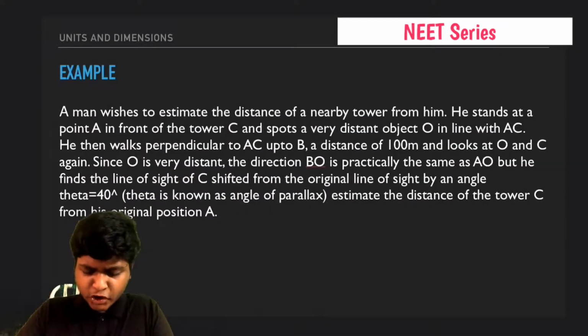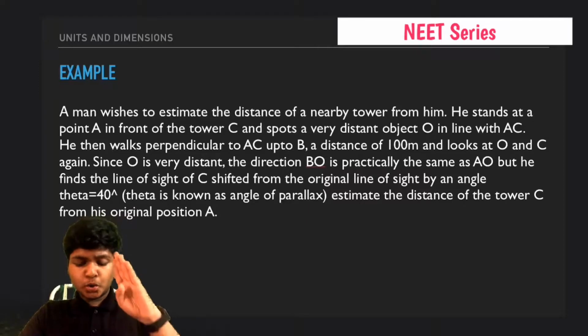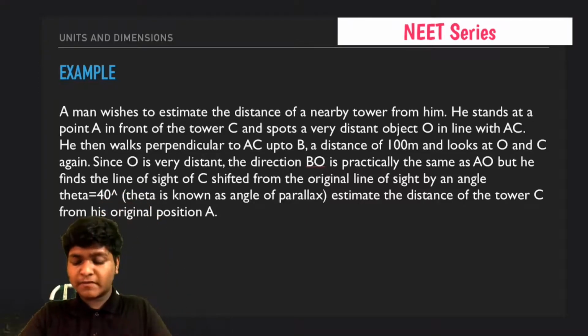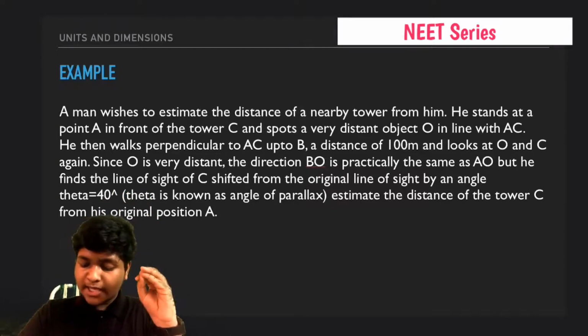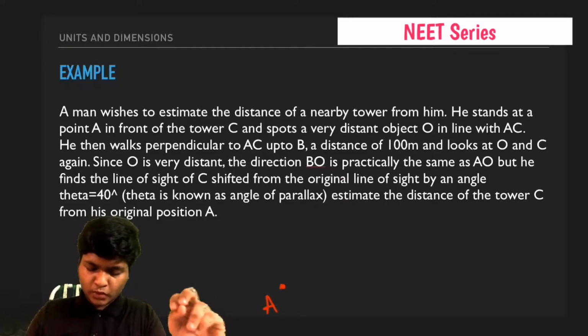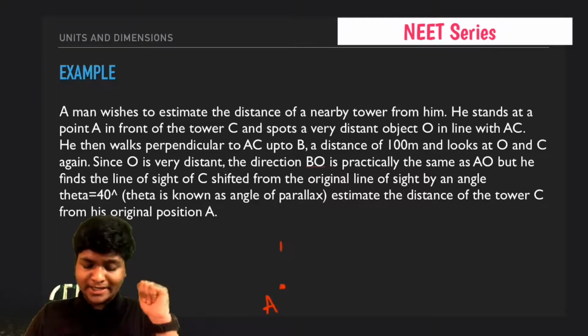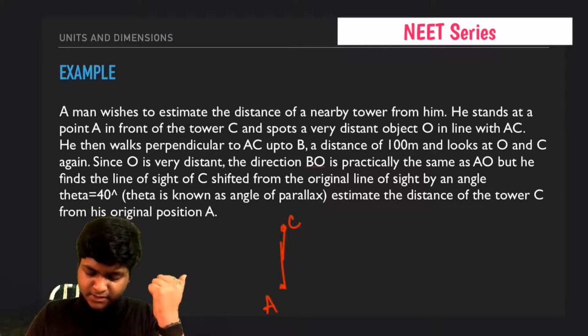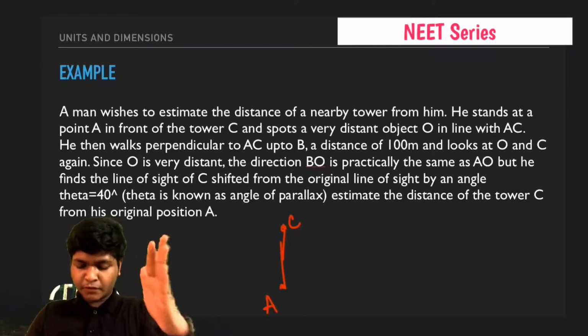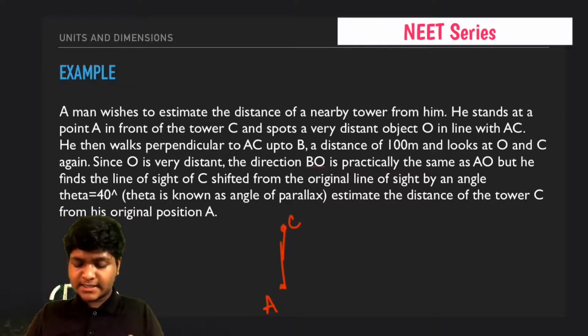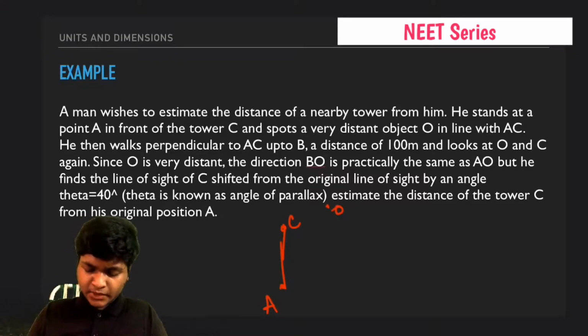Example: a man wishes to estimate the distance of a nearby tower from him. He stands at a point A, in front of the tower C, and spots a very distant object O in line with AC. Here is the object O, and he then walks perpendicular to AC up to B.